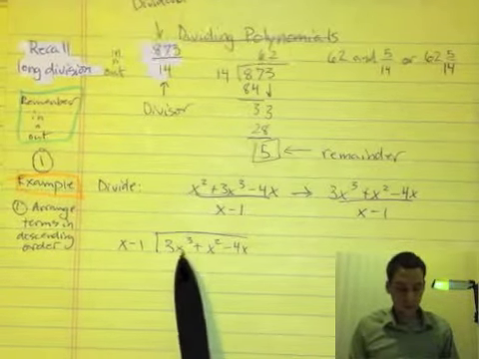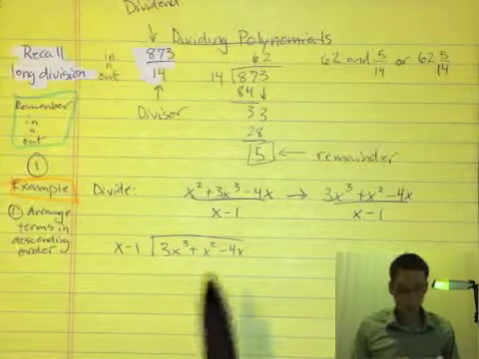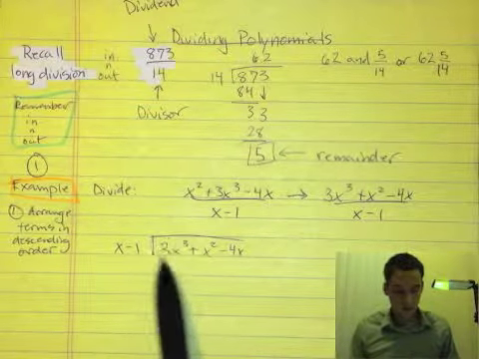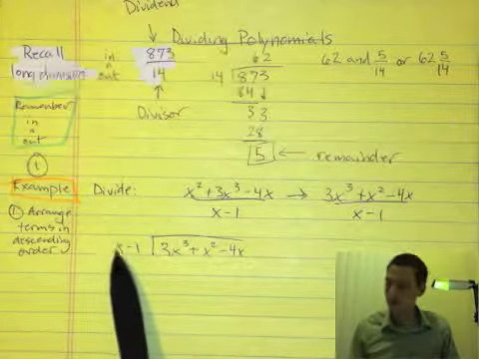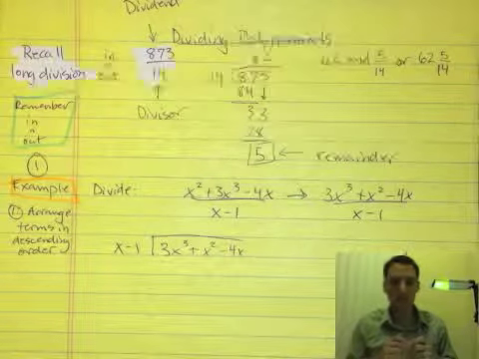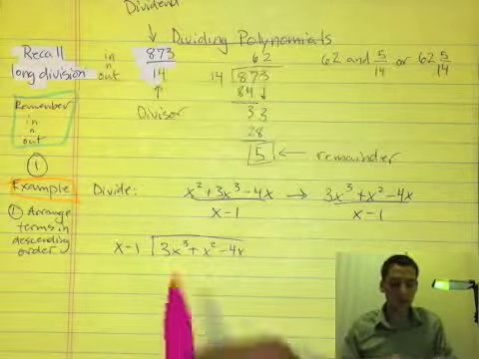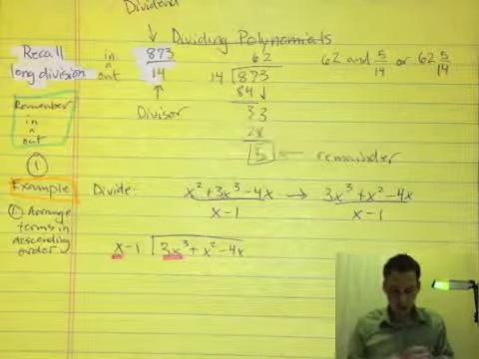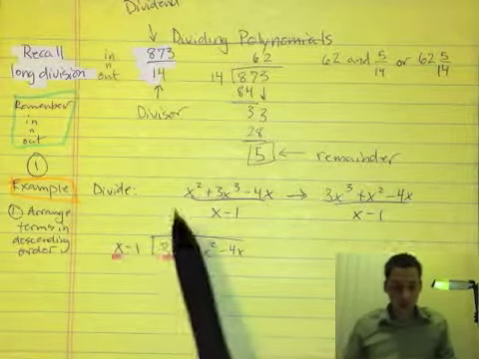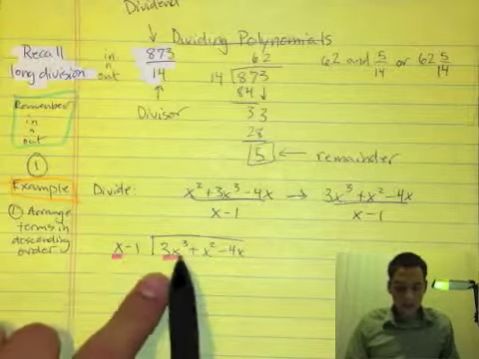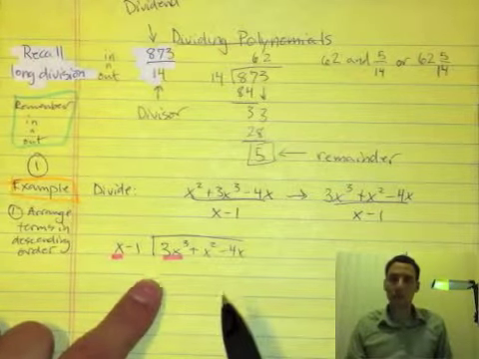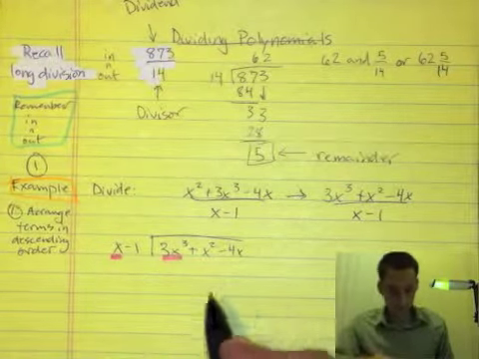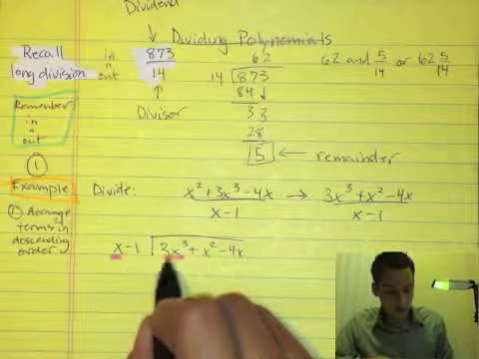So, we're going to divide this. The first thing that you want to look at is this term and this front term. That's why we had to have it in descending order, so that you can look at the first terms. So I'm looking at this first term and this first term, and I'm thinking to myself, what times x will give me 3x cubed? That is the question. So what times x will give me 3x cubed?